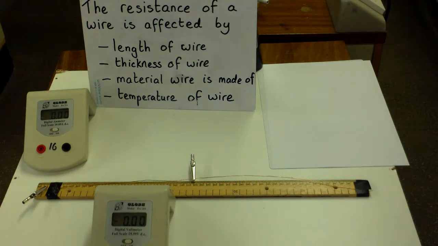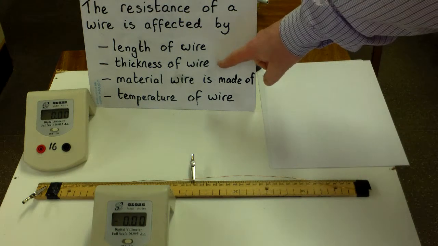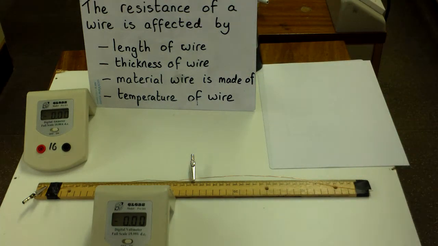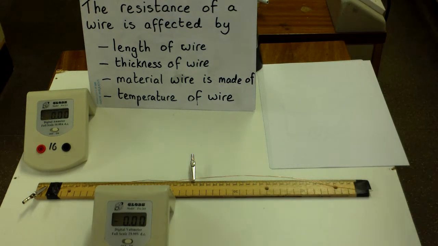Good morning. In our last lesson we had a discussion about what we thought could affect the resistance of a wire. We agreed that there were four quantities that we needed to think about. We thought the length of the wire could affect its resistance, the thickness of the wire could affect its resistance, the material the wire is made from, and the actual temperature of the wire. What we're going to do today is see how the length of the wire affects its resistance.